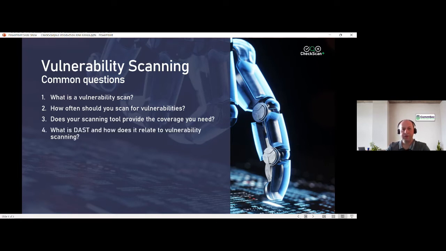DAST is a term mentioned quite a bit, and I suppose how does it relate to vulnerability scanning? So DAST is a broad term that describes testing of a running instance of an application, where you probe it using real traffic and requests. And I suppose vulnerability scanning would fall under that in terms of scanning those applications.